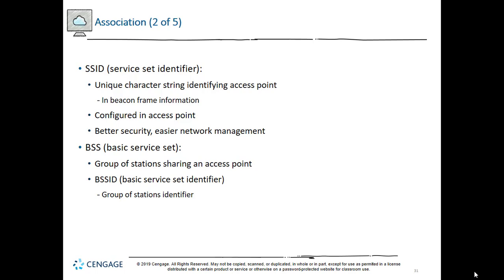A wireless-enabled computer listens on all channels in this frequency for a special signal known as a beacon frame issued periodically from the AP. The beacon frame will contain the information that a wireless node requires to associate itself with the AP, including the SSID, which is a unique character string used to identify the access point.